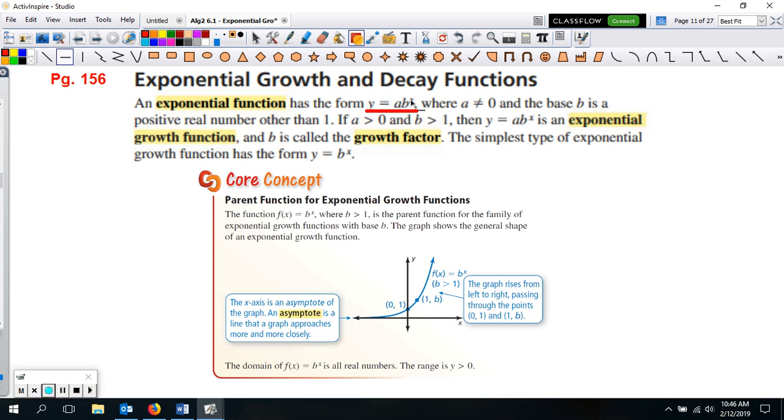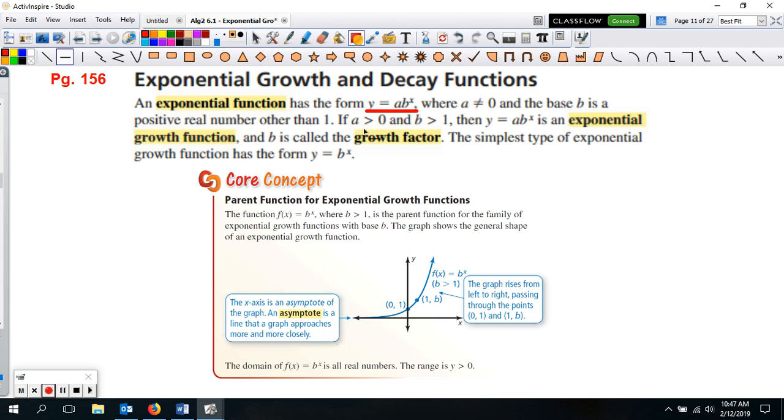An exponential function is when x is in the exponent spot, and that's what you want to put down in words: x is in the exponent position of the function. Y equals ab, and then x is the exponent. It says a cannot equal 0, because if a equaled 0, this whole thing would be 0. And the base b is a positive real number other than 1.